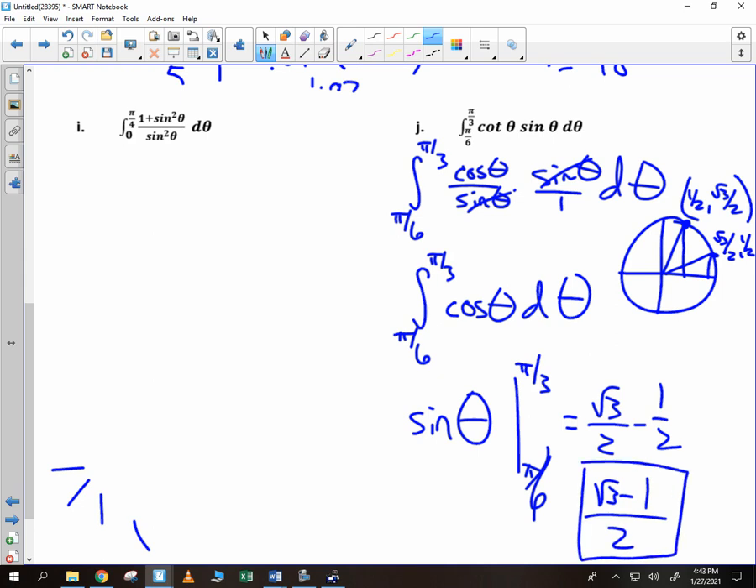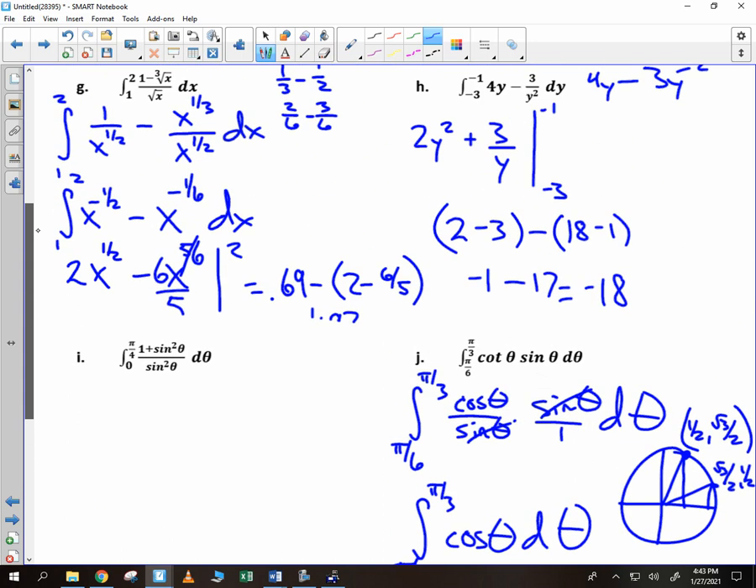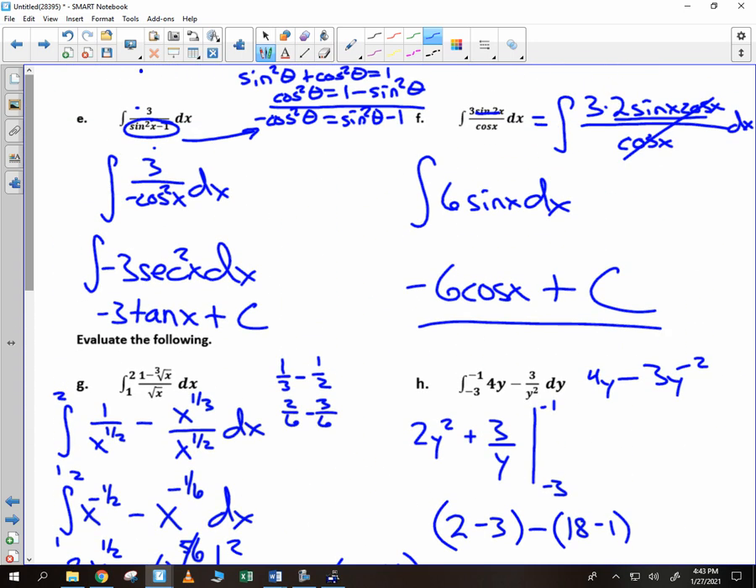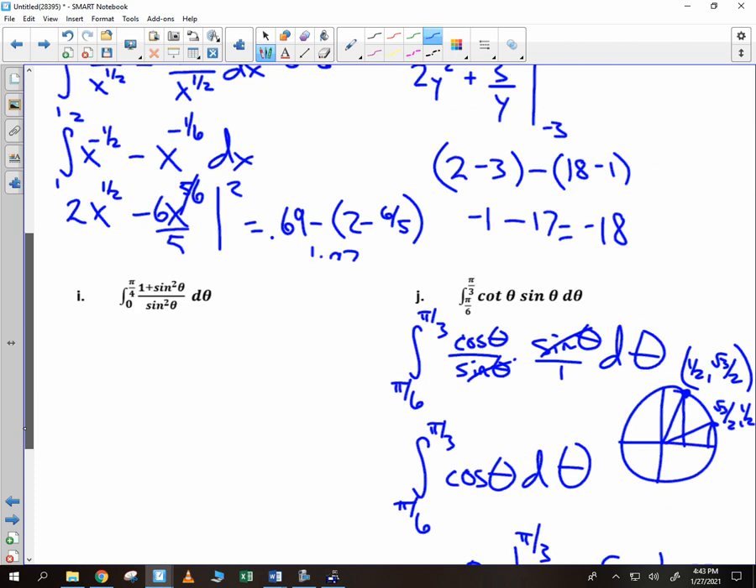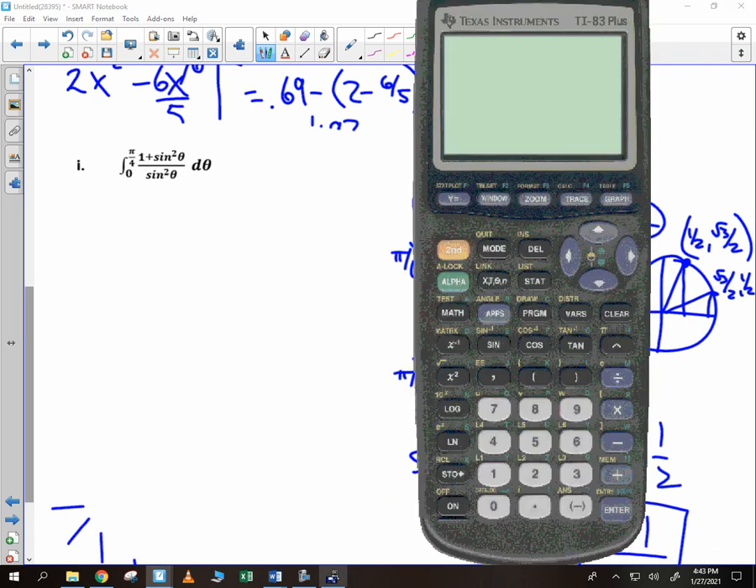So a little bit of review, but definitely some integrals that are a little bit more complicated. Remember, for indefinite integrals, make sure that you add the plus c. For definite integrals, make sure you come up with an exact result.